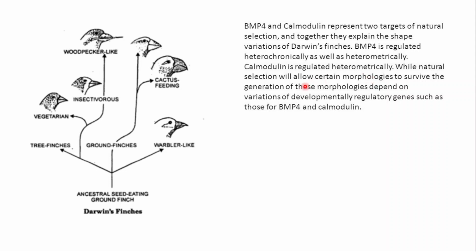While natural selection will allow certain morphologies to survive, the generation of these morphologies depends on variations of developmentally regulatory genes such as those for BMP4 and calmodulin. Calmodulin is regulated mostly heterometrically. The amount of calmodulin present will determine what kind of beak length is going to form. But BMP4 is regulated in time as well as in amount. I hope it is clear to the students.